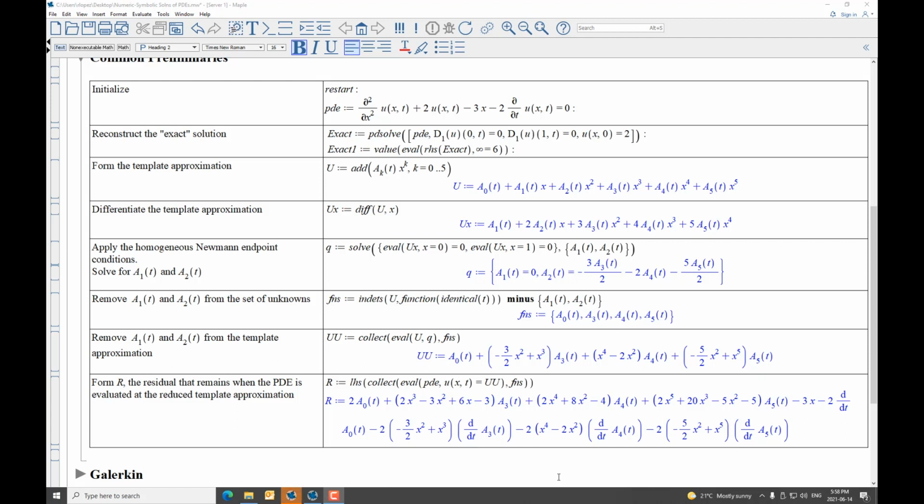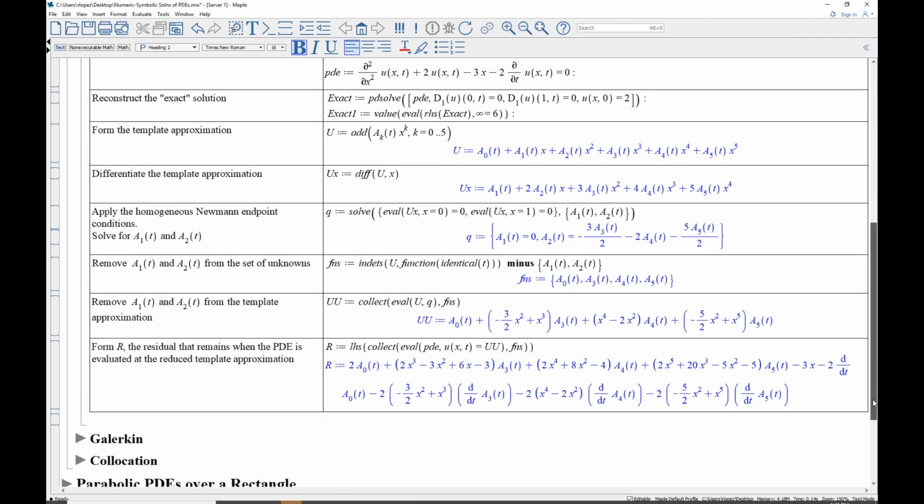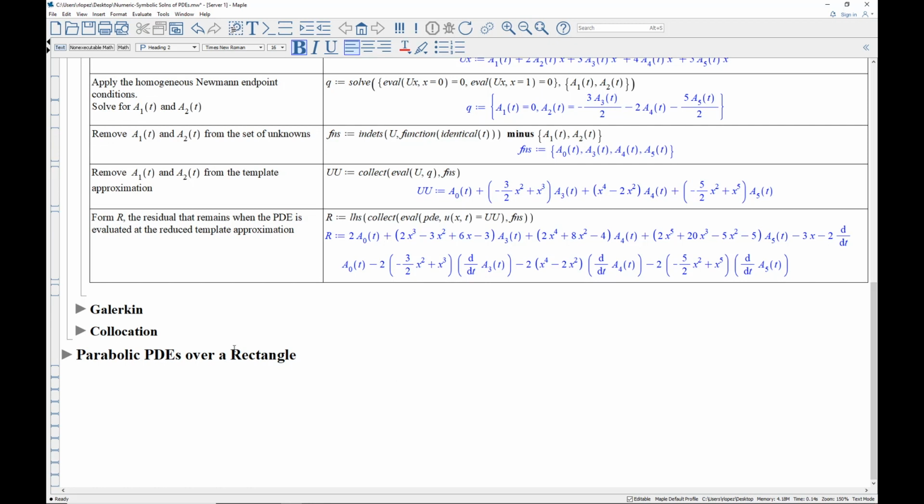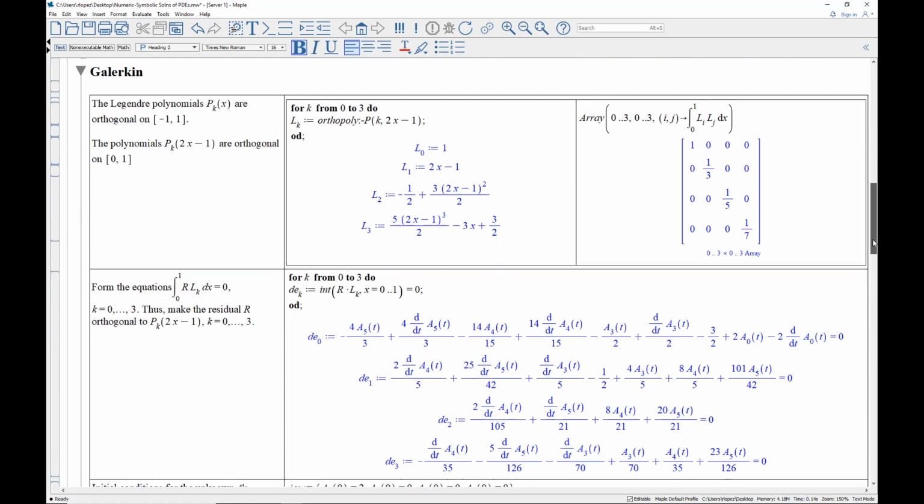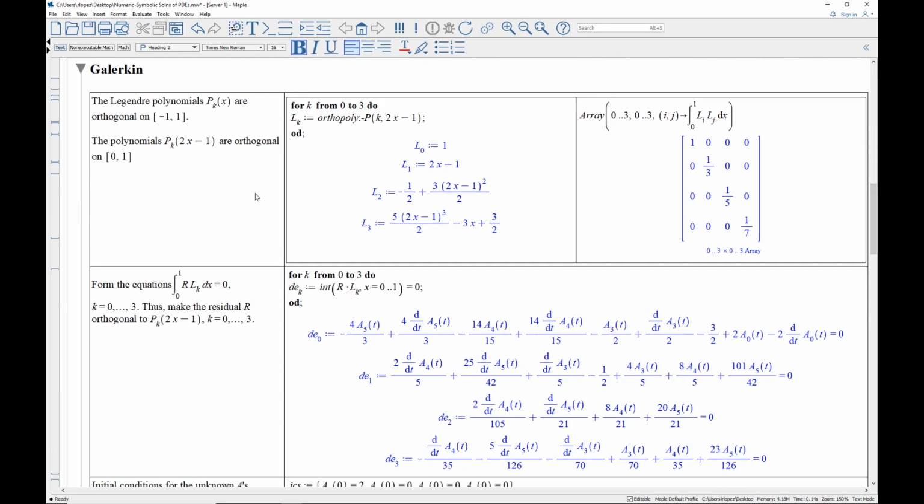Now we want to drive this residual to 0 using Galerkin type techniques, which means we need some weighting functions that are themselves orthogonal. So I picked Legendre polynomials. Now, Legendre polynomials are known to Maple, but they are orthogonal on the interval -1 to 1. So you have to shift. If you take the argument as 2x minus 1, these functions will then be orthogonal on 0 to 1.